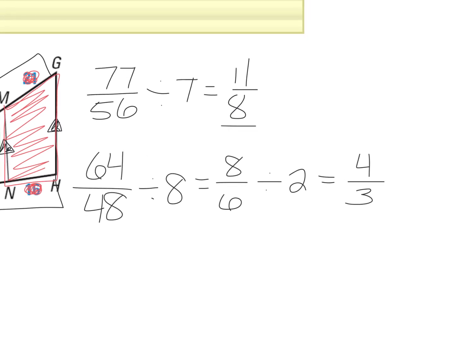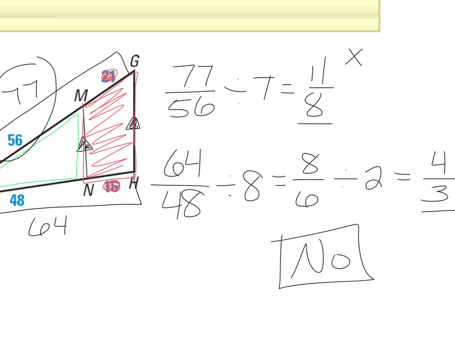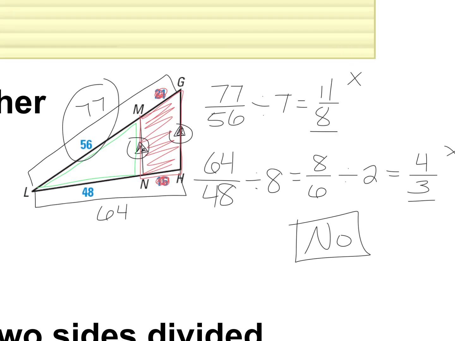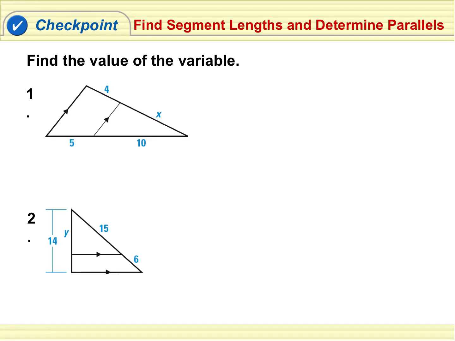So what does this tell us? They're not the same. We're not looking at similar, we're looking at parallel, right? But you solve it the same way. It's pretty simple. We're not going to focus on those too much today, but I did want you to see that. Go ahead and try number 1.